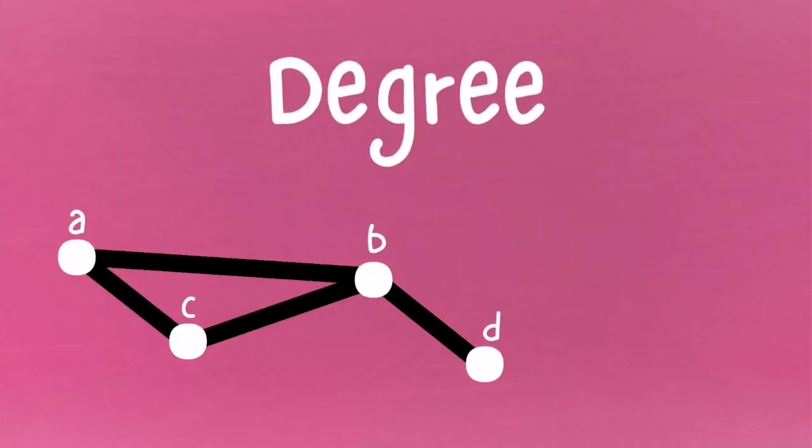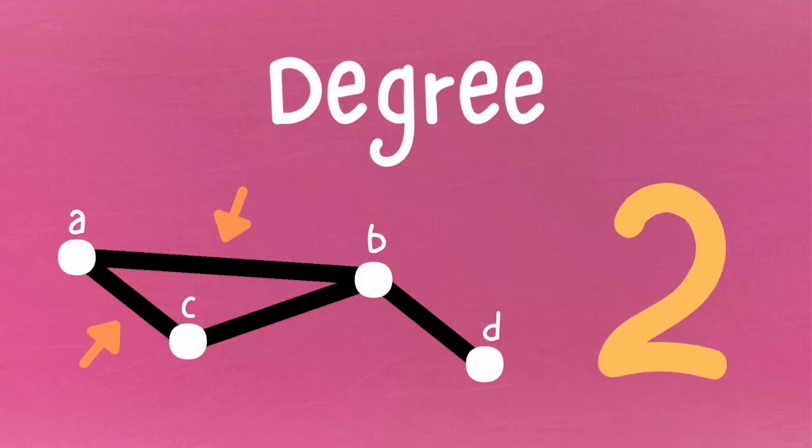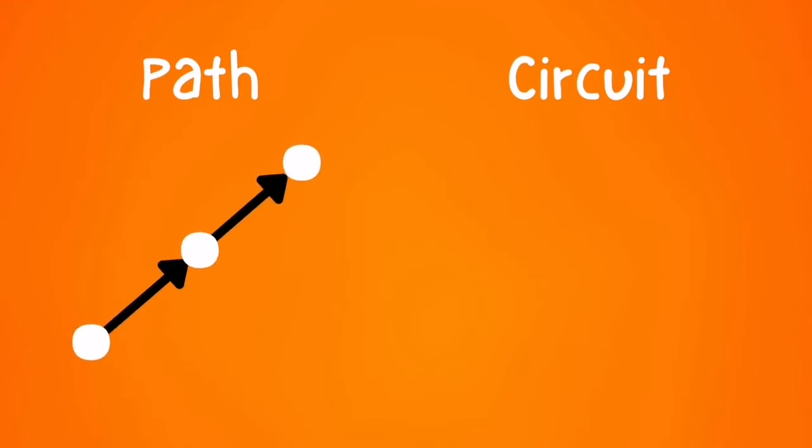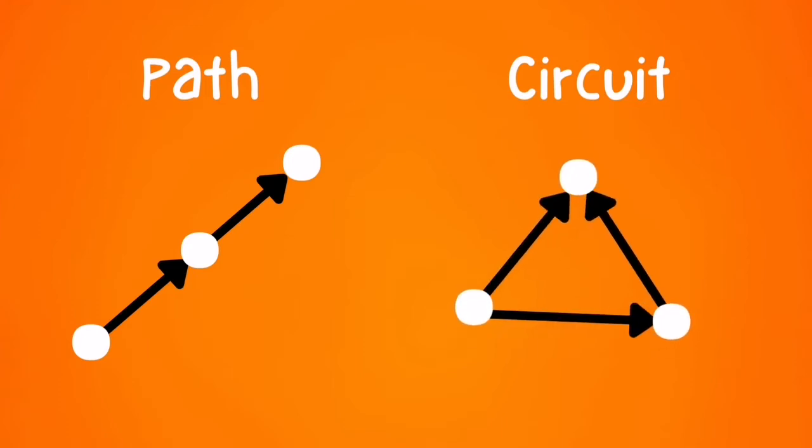Next is the degree. Degree is defined to be the number of edges connected to a vertex. For example, vertex A has 2 edges connected to it, thus it has a degree of 2, while vertex D only has 1 edge, giving it a degree of 1. Now, let's differentiate a path and a circuit. A path is a sequence of edges that connects vertices and does not go through a vertex more than once. On the other hand, a circuit is a path that ends where it begins, at the starting vertex.